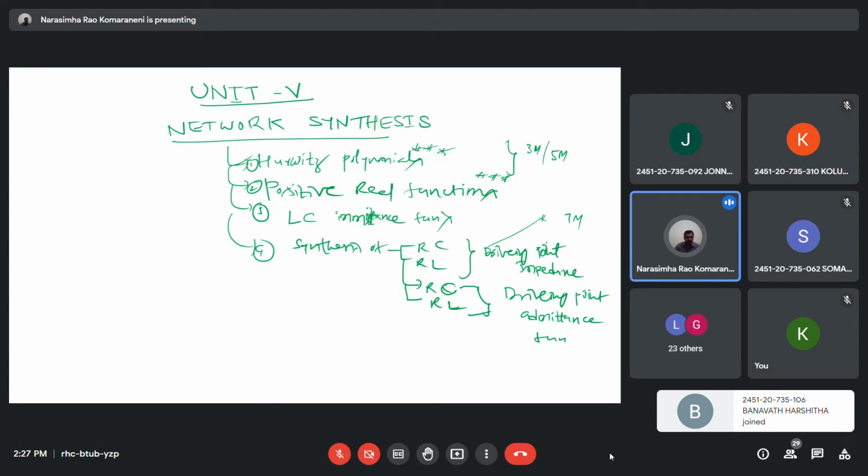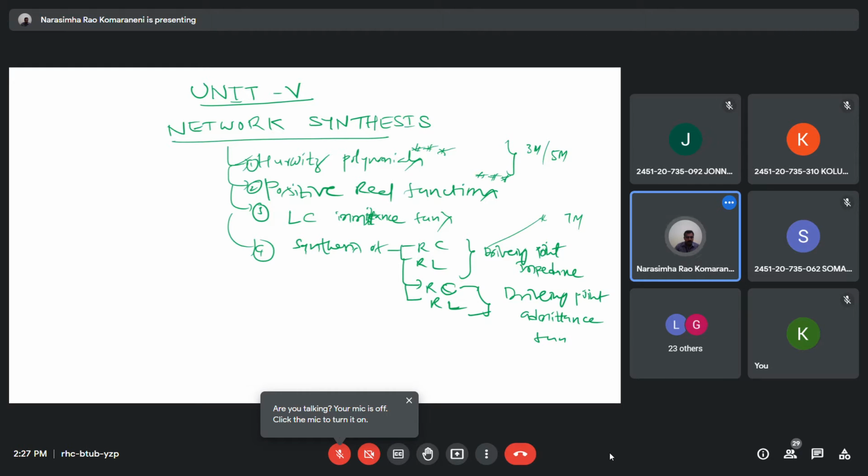But in network synthesis, instead of giving the network, if one function is given, how do we build up a network? This is the reverse. If one function is given, we need to find out what kind of circuit that is. Is it an RC circuit or an RL circuit? Is it an impedance function or an admittance function? And how are the resistors and capacitors, or resistors and inductors, connected? Either those two are connected in series or in shunt. All of those we have to synthesize from the given functions. So in that, first we'll see the Hurwitz polynomials.